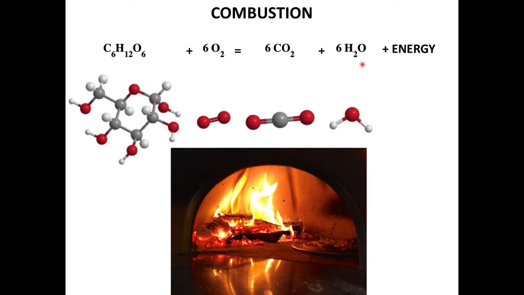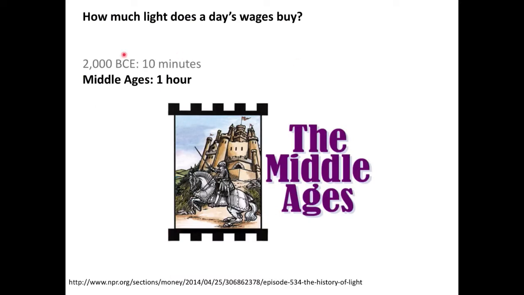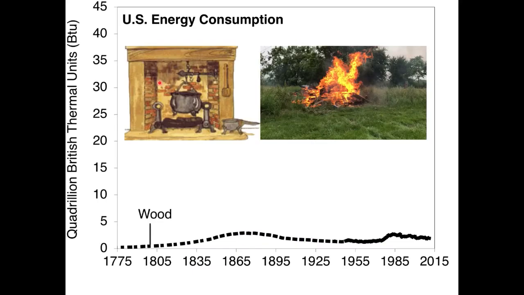So combustion is a very basic reaction, and it describes how we use all forms of fossil fuel. Economists then tell us that by the Middle Ages, so we fast forward from 2000 BCE to the Middle Ages, your blue-collar job would allow you to buy about an hour of light per night, 1 hour. So we've moved a couple thousand years, and we've gone from 10 minutes of light to 1 hour of light.